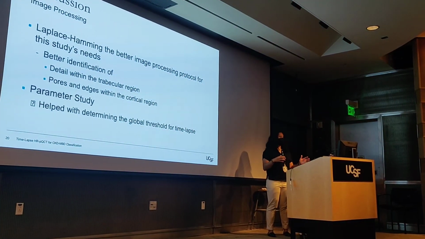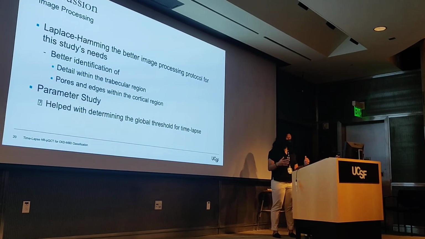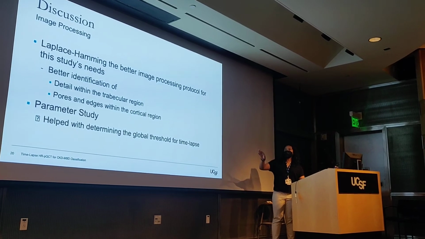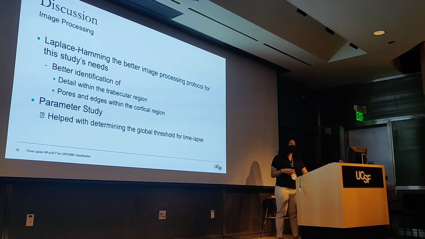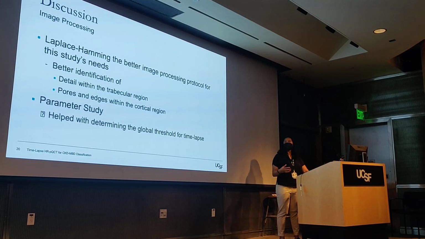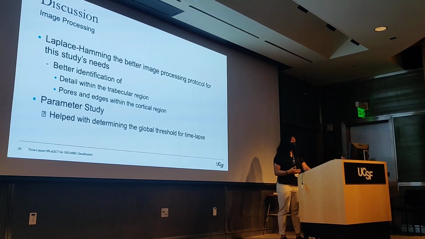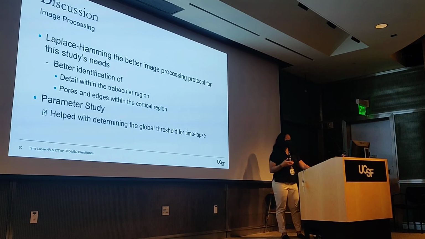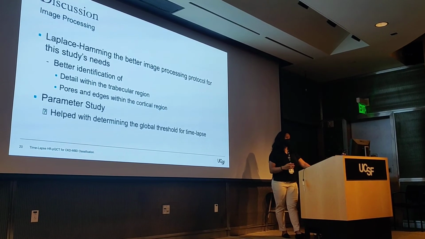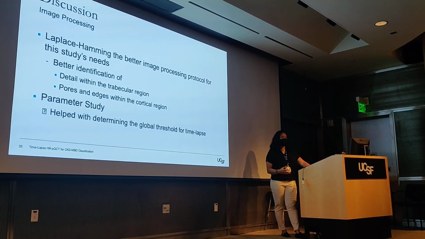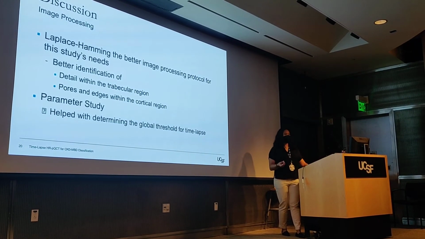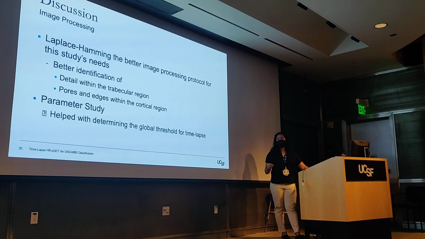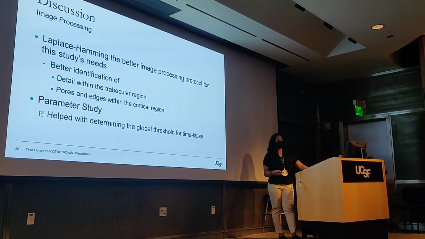So to just discuss some of those results, starting again with image processing, it was pretty clear that the Laplace-Hamming technique was a much better workflow for this study's needs. We were better at identifying the detail in the trabecular region, the pores and edges in the cortical region. And for the parameter study, this really helped us with optimizing and determining the global threshold for time-lapse.